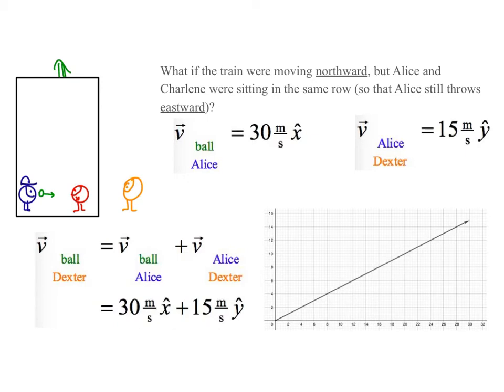In that case, the velocity of the ball relative to Alice would still be 30 meters per second x hat, but the velocity of Alice with respect to Dexter is the same as the train, which would be 15 meters per second y hat. And again, the assumption is that y hat here is northward, not upward. And then the velocity of the ball with respect to Dexter is still the velocity of the ball with respect to Alice, plus the velocity of Alice with respect to Dexter. So we get 30 meters per second x hat plus 15 meters per second y hat.